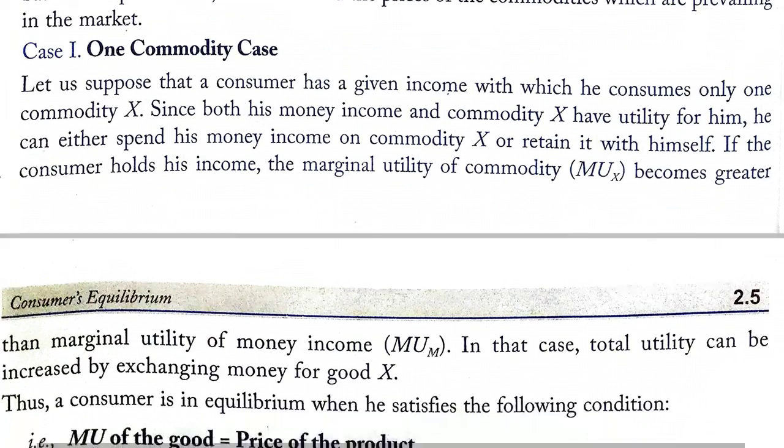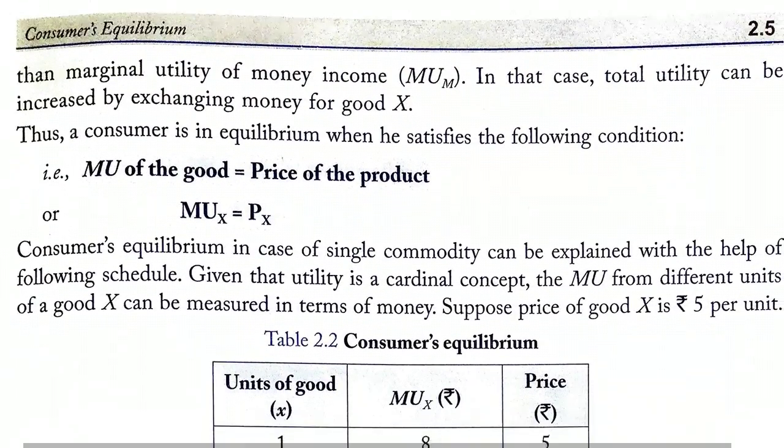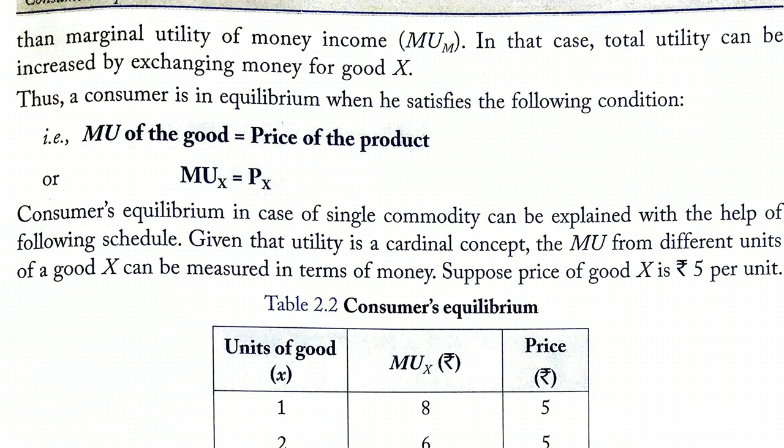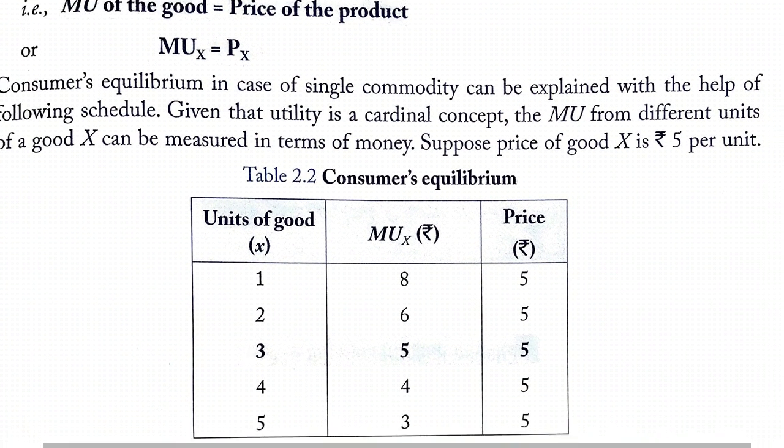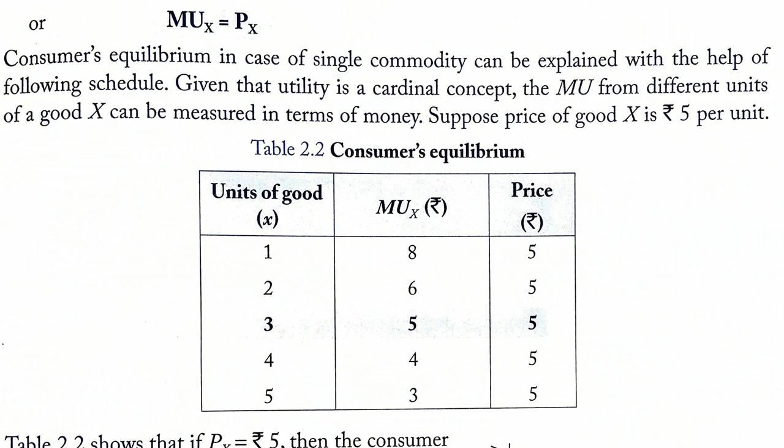that commodity. So let us take the assumption that marginal utility of the good, that means X, is equal to price of the product X. So here we will assume that the price of this commodity X is equal to 5 rupees. So for each unit you have to pay 5 rupees, and marginal utility of X is equal to price of X. The level at which we find that marginal utility of X is equal to price of X, that level will be considered as the level of equilibrium.